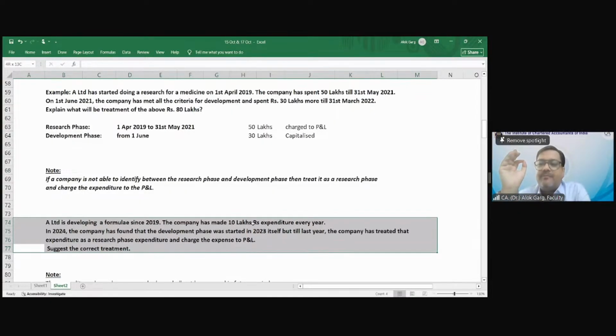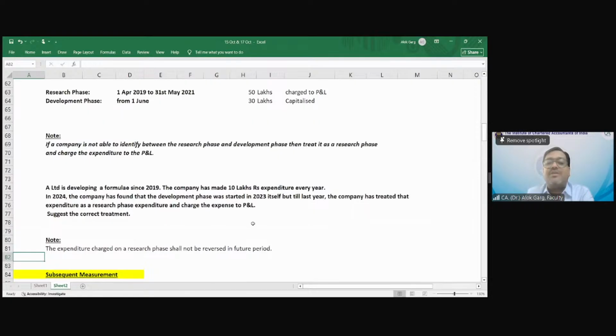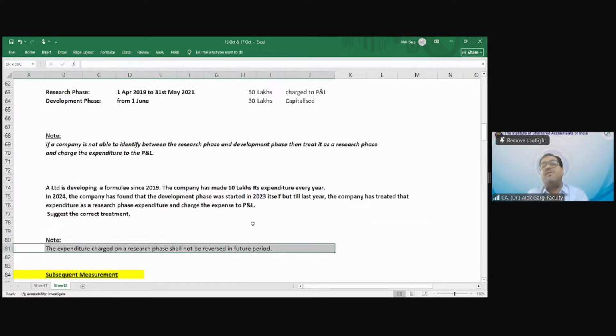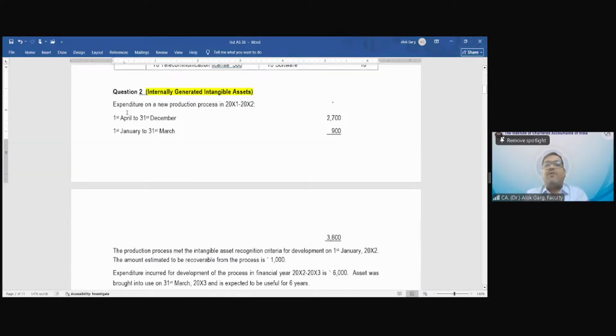The standard says that if you have recognized any expense considering it a research phase, you cannot reverse it in the future. You are not required to do anything. The expenditure charged in a research phase shall not be reversed in a future period. So whatever has been done, has been done. From the current year, the company will capitalize the development phase expense as an intangible asset under development. Now we will solve question number 2.